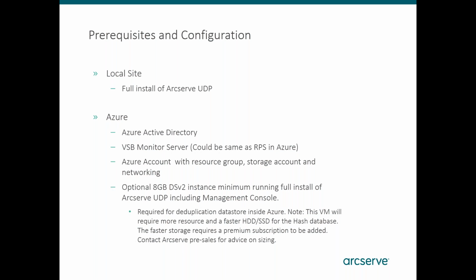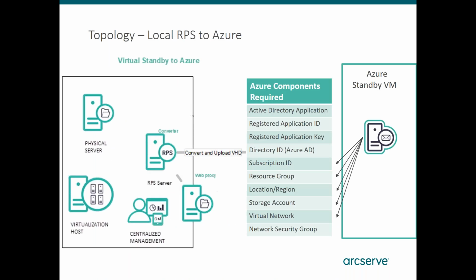So when we're doing the connectivity, as I've mentioned already, we need to have a resource group in place, which will give us a location region, the storage account, the virtual network, and the subscription ID. These all have to be in place, and obviously we need to have an Active Directory application running, and that will give us a directory ID for the Azure AD as well. So once all these are in place, we can then connect in and register that account.